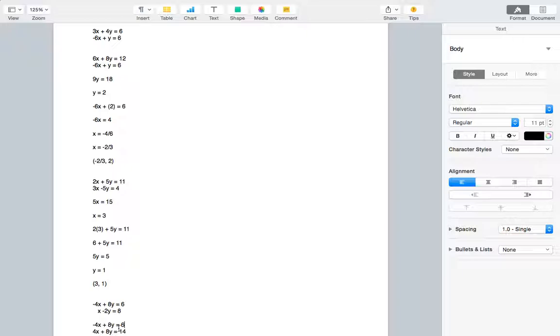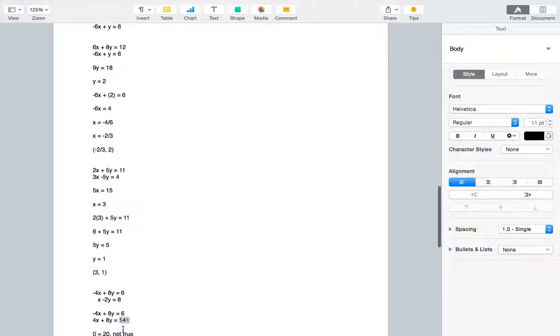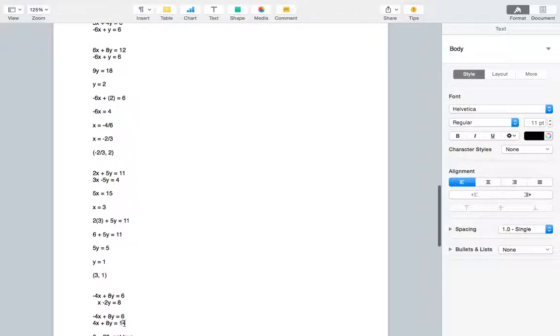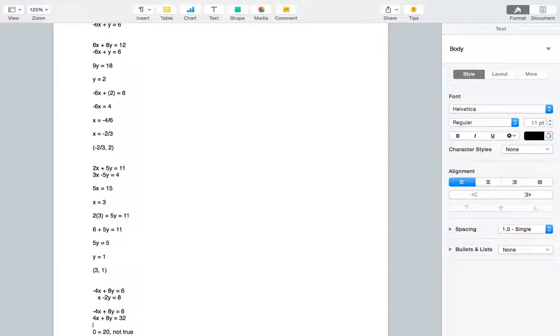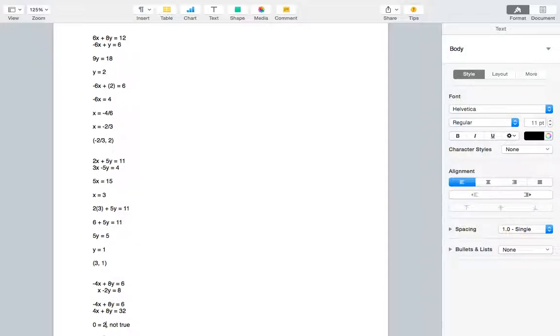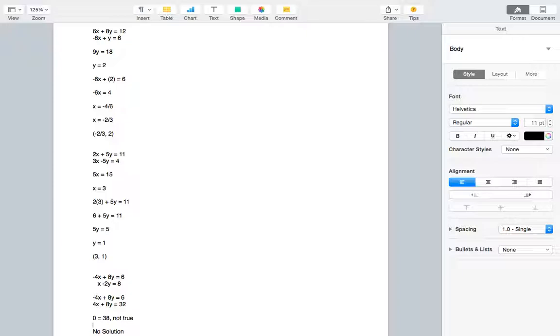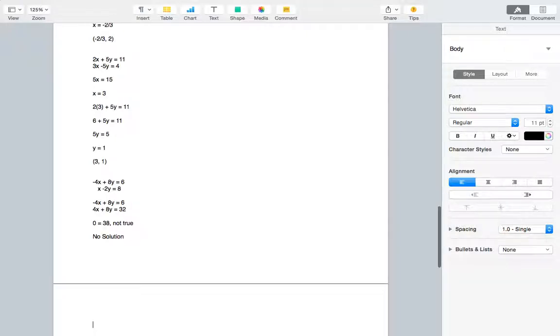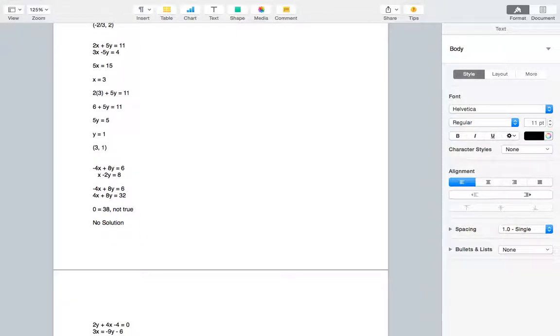and then 8 times 4, which is 32. Okay. As you notice here, the x and y terms cancel out. 32 and 6 is 38. 0 does not equal 38. That's not true. There is no solution. Okay. I think that was it for that one.